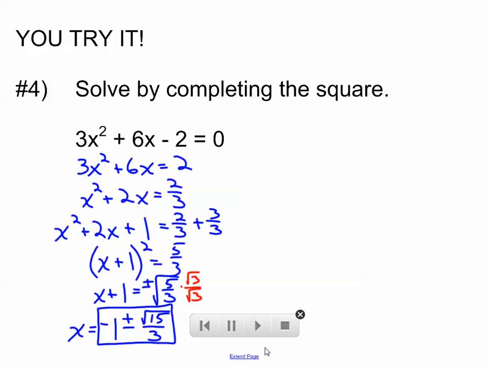Okay, that's a doozy of a lesson. Completing the square has its place. That place is when the lead coefficient is 1 and the b term is even. That's when I'd use it.